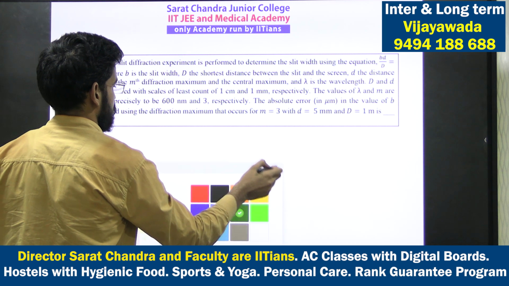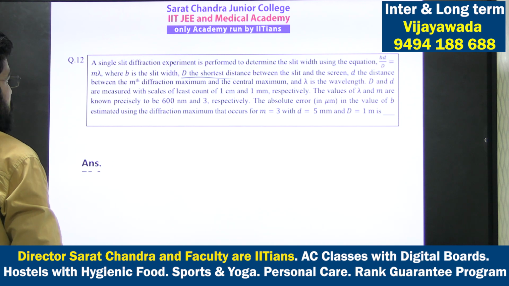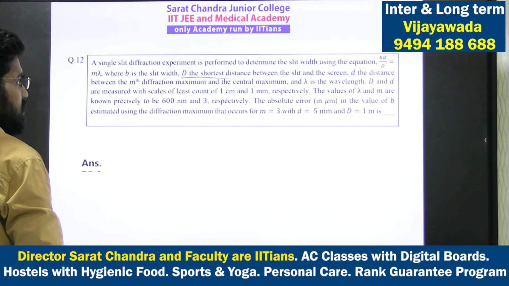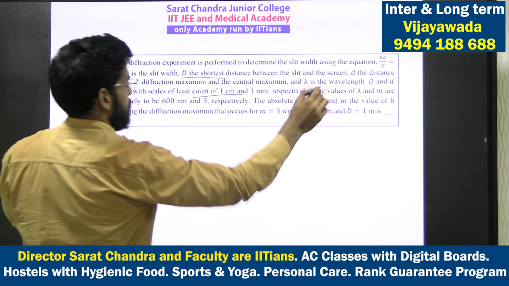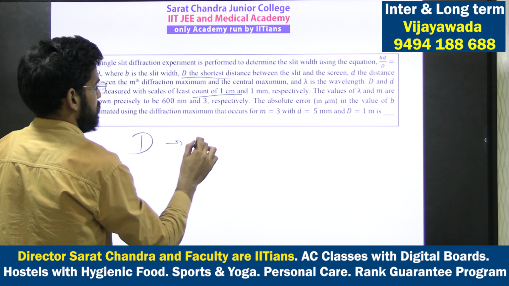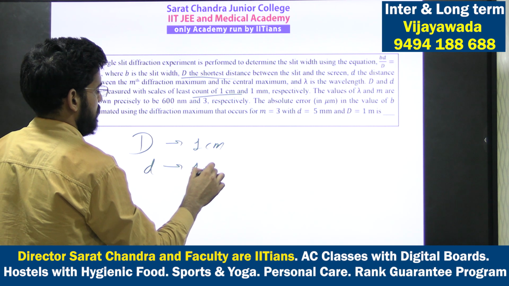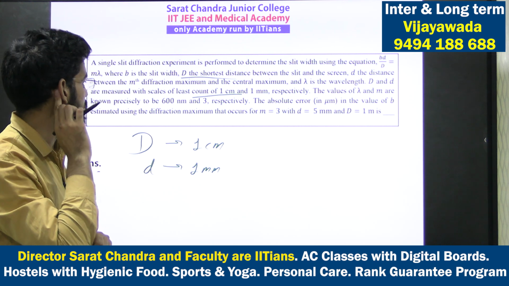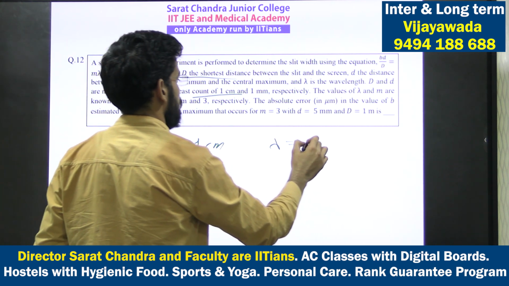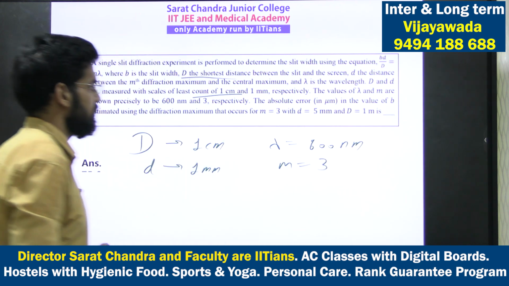You see here, D is the shortest distance between the slit and the screen, small d is the distance given between the mth diffraction maximum and the central maximum. Lambda is the wavelength. Capital D and small d are measured with the least count given here: capital D has a least count of 1 centimeter, and small d has a least count of 1 millimeter. The values of lambda and m are known precisely: lambda is 600 nanometer and m is 3, exactly.